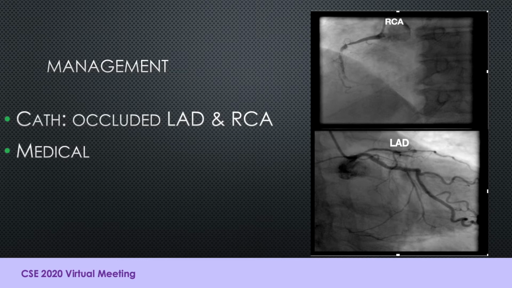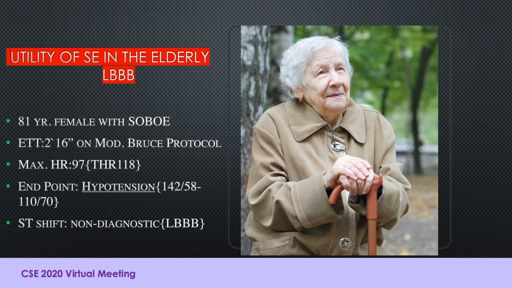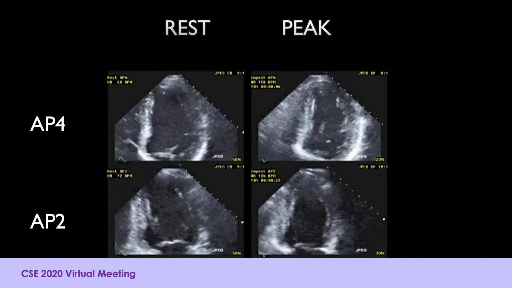Now I'd like to highlight an example with a left bundle branch block in the elderly. This is an 81-year-old lady who was short of breath. She went 2 minutes and 16 seconds on a modified Bruce protocol with her heart rate at peak exercise at 97, and she developed a flat or hypotensive blood pressure response. Her ST shift was non-diagnostic, given her LBBB.